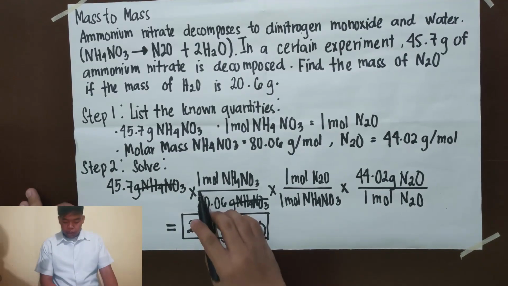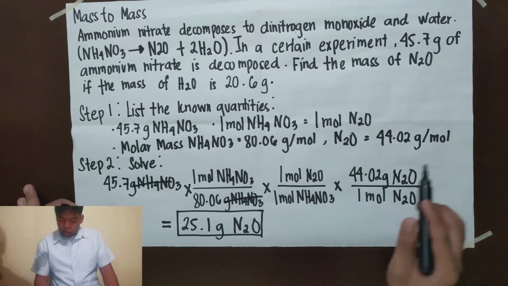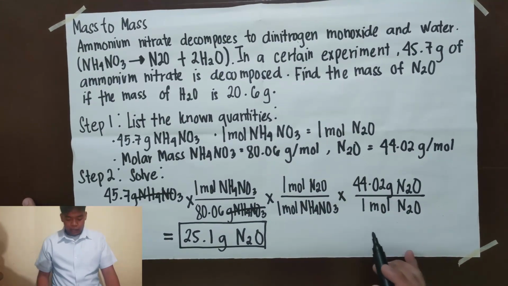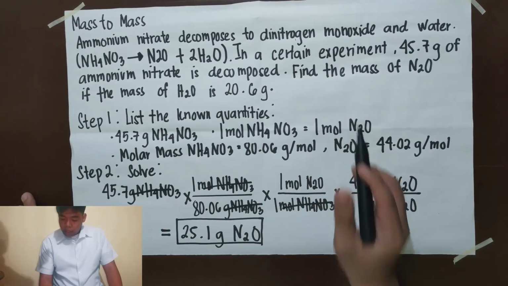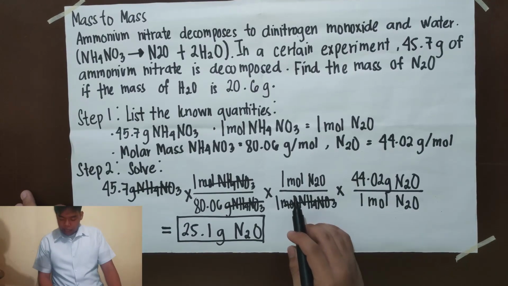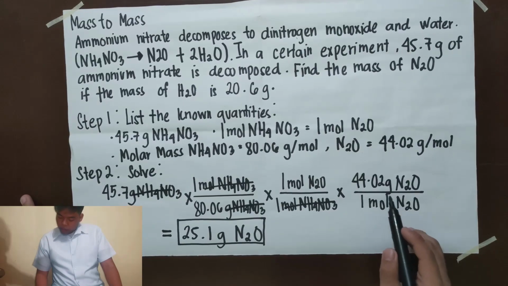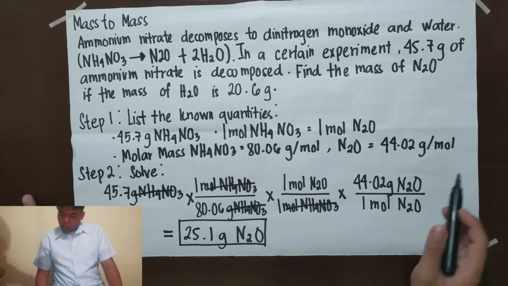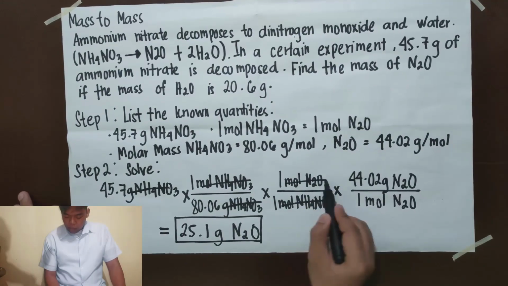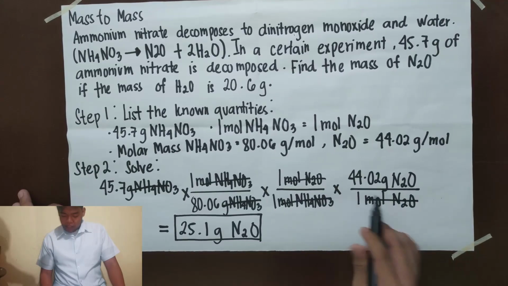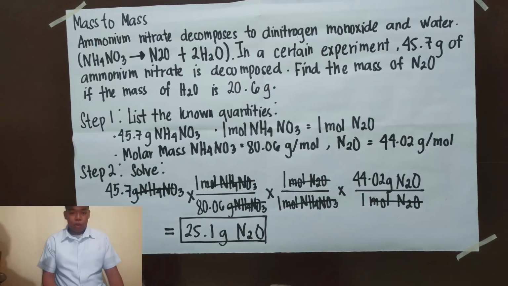After that, we will multiply the moles of ammonium nitrate by the ratio 1 mole dinitrogen monoxide over 1 mole ammonium nitrate. Then cancel the mole ammonium nitrate to get the mole dinitrogen monoxide. And lastly, we will multiply the mole dinitrogen monoxide by 44.02 grams of dinitrogen monoxide over 1 mole of dinitrogen monoxide. And cancel the mole dinitrogen monoxide to get the final answer: 25.1 grams of dinitrogen monoxide.